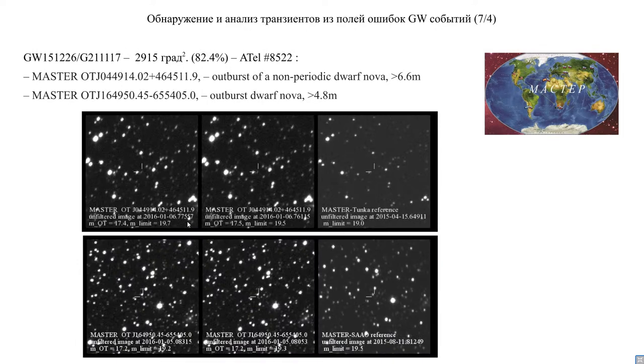Naturally, in the process of observing the region of gravitational wave events, MASTER discovered dwarf novae and other types of cataclysmic variables.